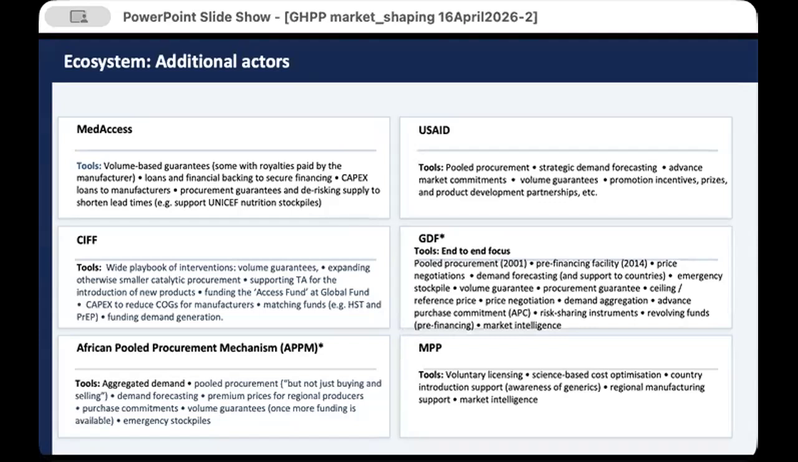GDF we'll talk more about, but I do want to flag this long list that didn't even fit in the box of the interventions that they use. They really have an end-to-end focus, and I flagged this because they're among the calls for consolidation and changing the global health architecture. There are rather simplistic notions that some of these organizations can simply merge, that the Global Fund can take on what GDF does, but GDF, I just want to flag, does an awful lot more than just pooled procurement. Then the Medicines Patent Pool, I think we're all familiar, but they do a lot of work beyond voluntary licensing and should be recognized for that work.